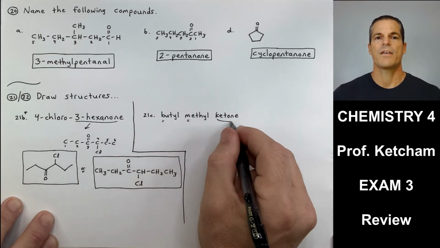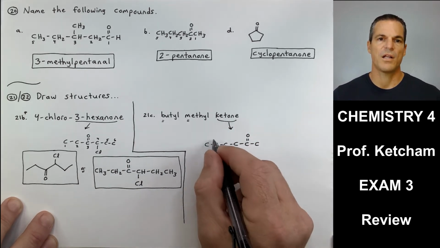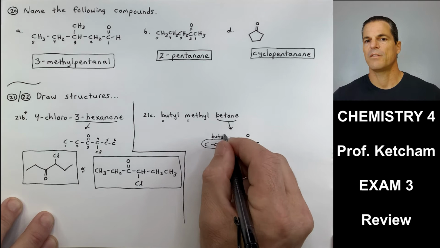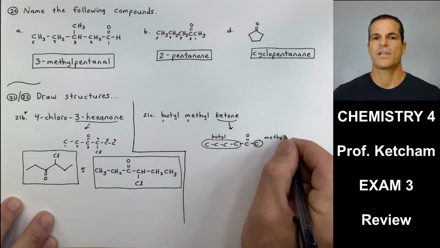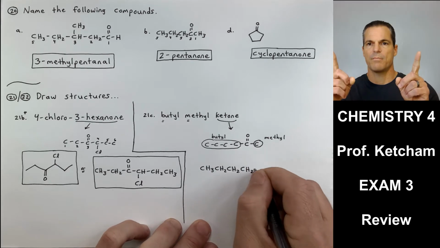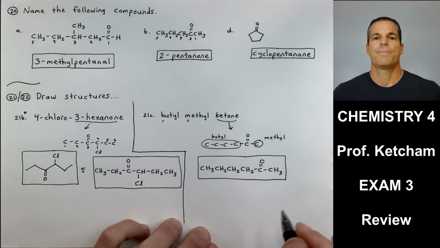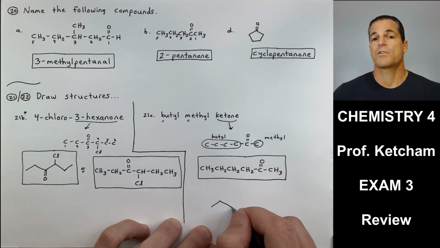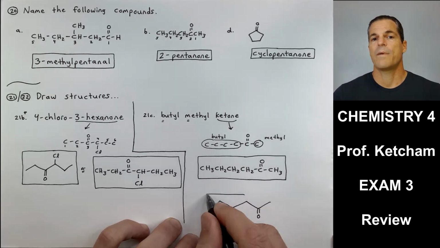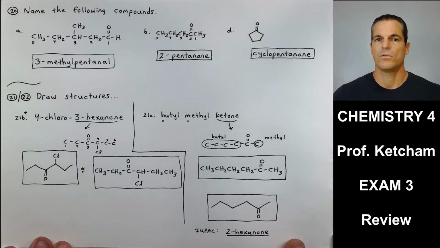21C, butyl methyl ketone. This is a common name. So draw the butyl on the left, the methyl on the right, and then you put your ketone in there, all right? Ketone separates the two. Now, you could have put the butyl and the methyl on either side. It doesn't really matter. But the structure is drawn in both formats. And by the way, the IUPAC name for this would be 2-hexanone. Okay? 6 carbons with the ketone on carbon 2. 2-hexanone.